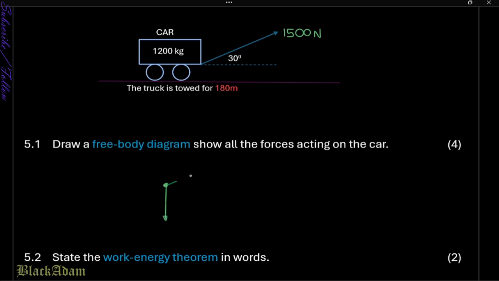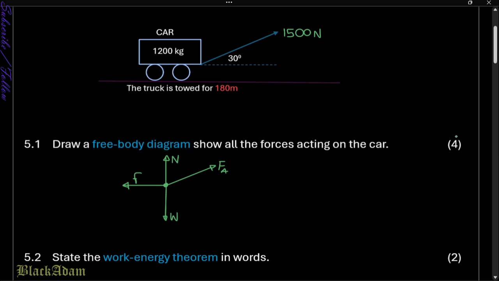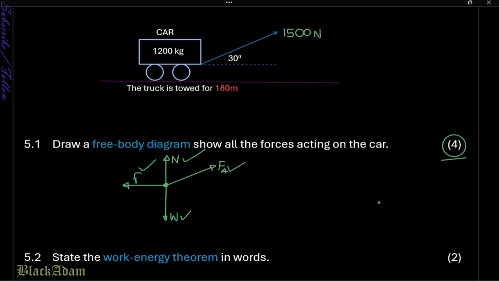So we have the weight, the applied force, the normal force, and the friction. So that's the normal force, that's friction, that's weight, and that's the force applied. And then that's the free body diagram. We are given 4 marks, so it's 1 mark for each force. So you check the marks, and then you check how many forces you have.